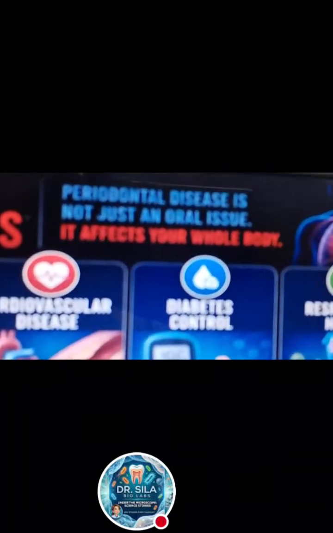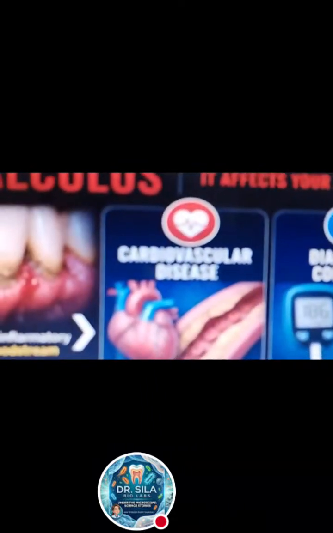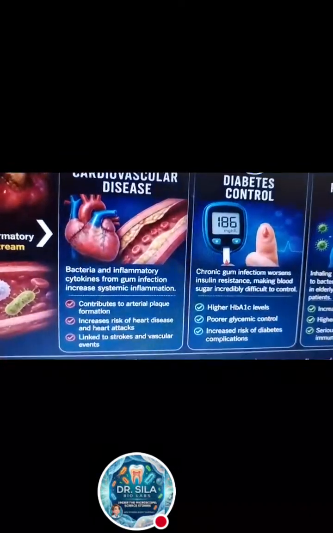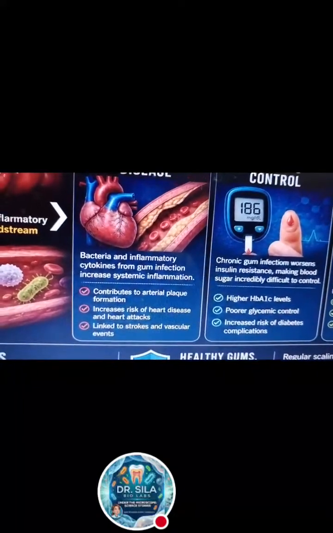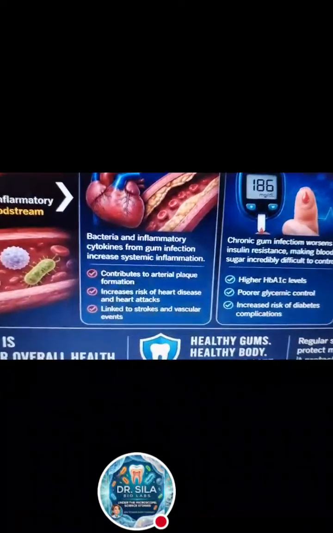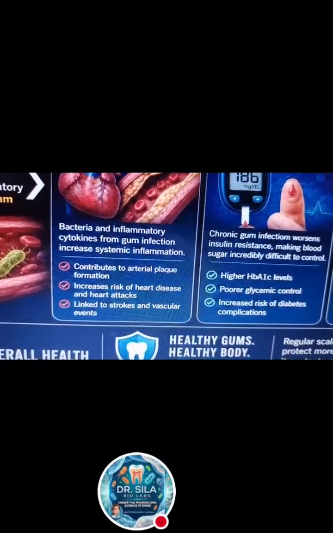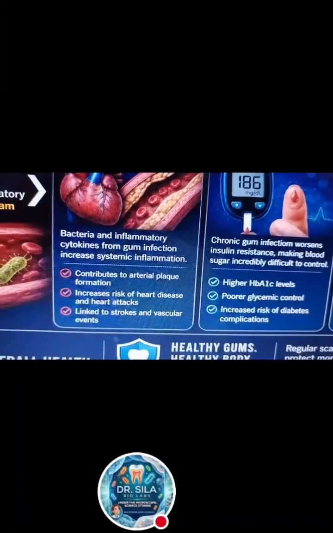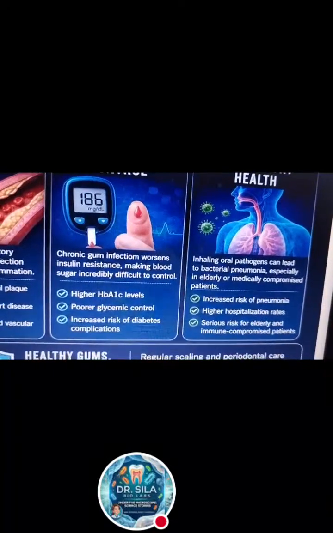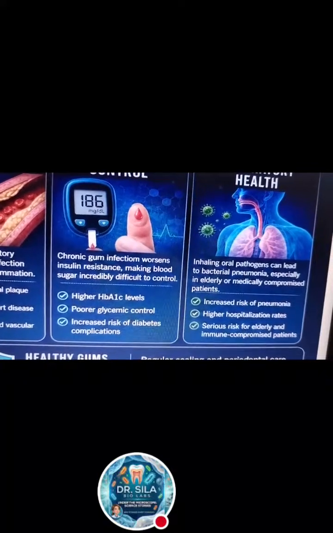Periodontal disease is not just an oral issue, it affects the overall health of the body. Cardiovascular disease: bacteria and inflammatory cytokines from the gum infection increase systemic inflammation. Cytokines contribute to arterial plaque formation, increasing the risk of heart disease and heart attacks, and are linked to strokes and vascular events. Diabetes control: chronic gum infection worsens insulin resistance, making blood sugar incredibly difficult to control.